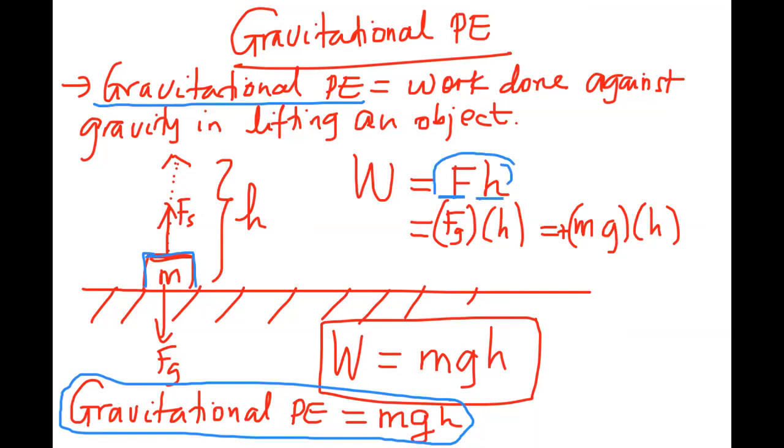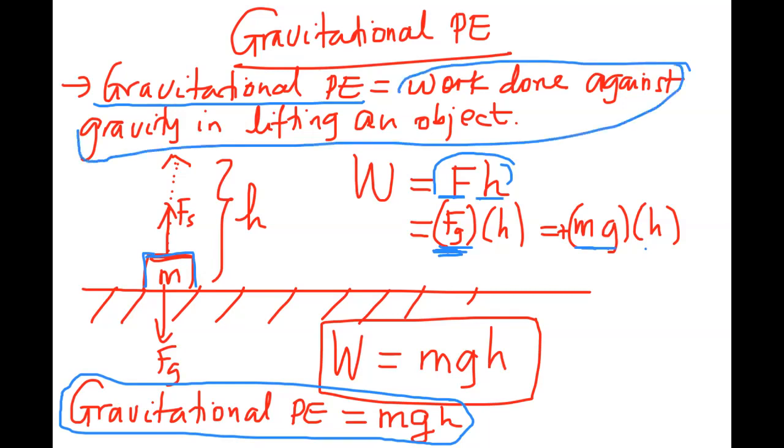Now, Fg is gravitational force, but that's actually the force that I need to lift the object. The applied force has to be equal to gravitational force times h, and I happen to come up with mg because gravitational force is mg, times h. Therefore I have a formula that we can use: the work done against gravity in lifting, mgh, is actually the potential energy. So we have a formula to calculate potential energy. From now onwards, gravitational potential energy will be given as mgh.